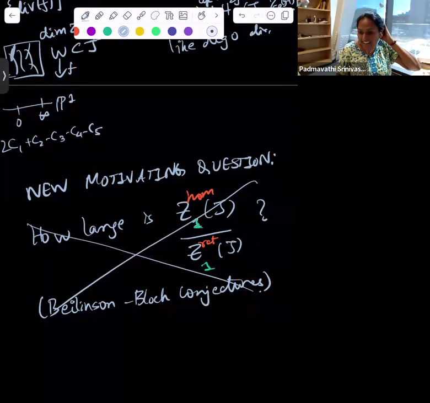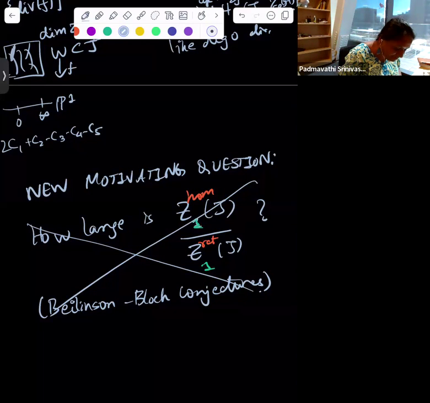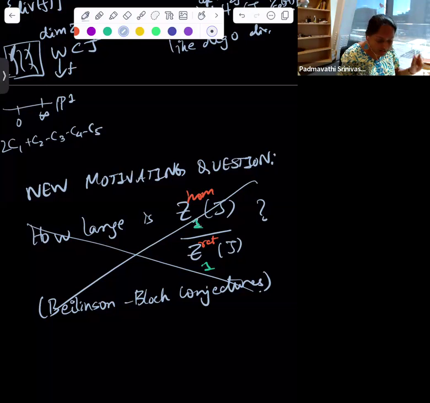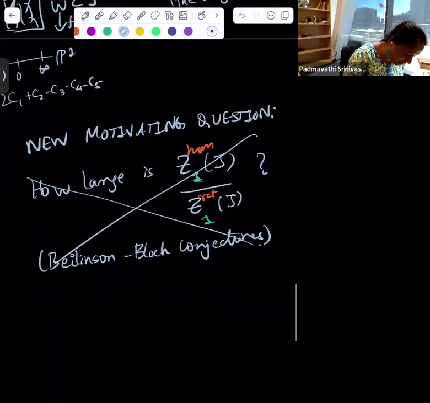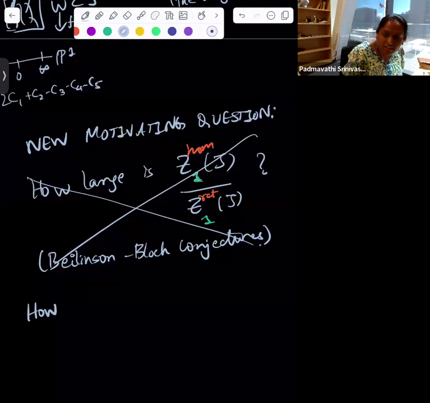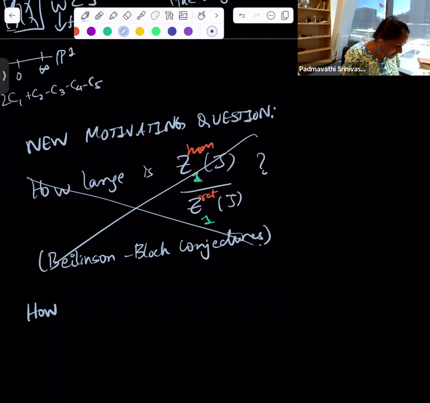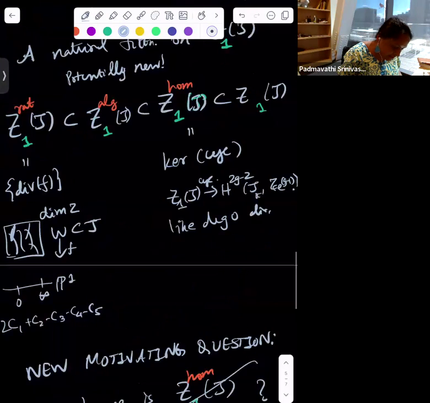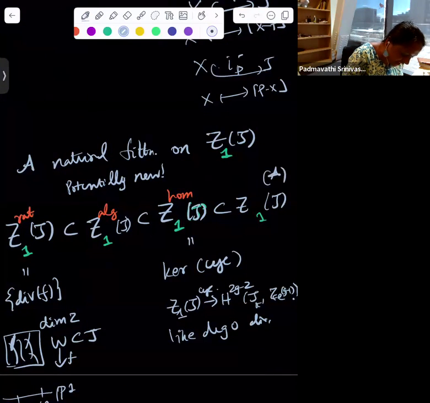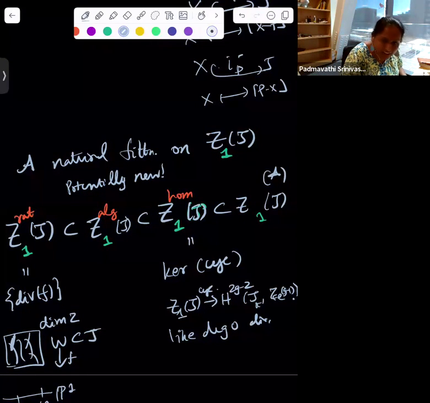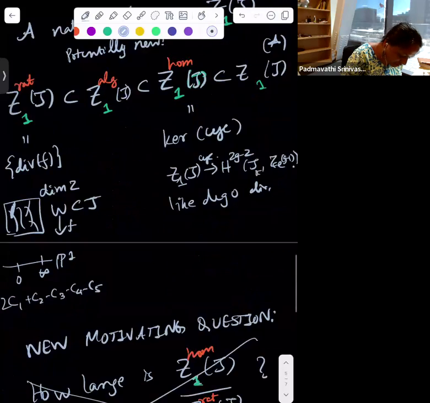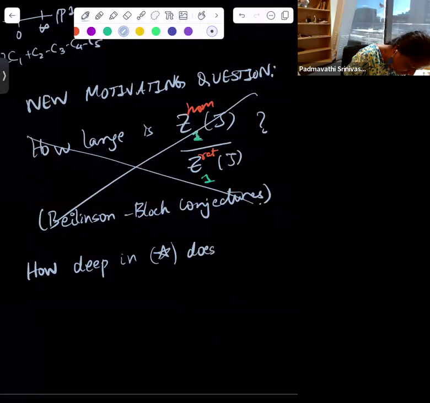I mean, it's there and it's still an interesting object of study, but I'm going to simplify my life. And instead of asking about this whole group, I'm going to ask about this particular element inside this group. I want to ask, is this Ceresa cycle, this canonical element in one cycles that I described, how deep in the filtration? So you had all one cycles, inside which you have homologically trivial one cycles, inside which you have algebraically trivial one cycles and rationally trivial one cycles. So you have the sequence of subgroups. I want to know where in this sequence of subgroups is the Ceresa cycle. So how deep in this filtration does the Ceresa cycle live?